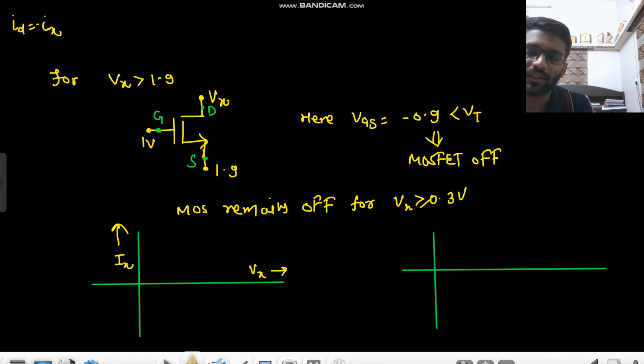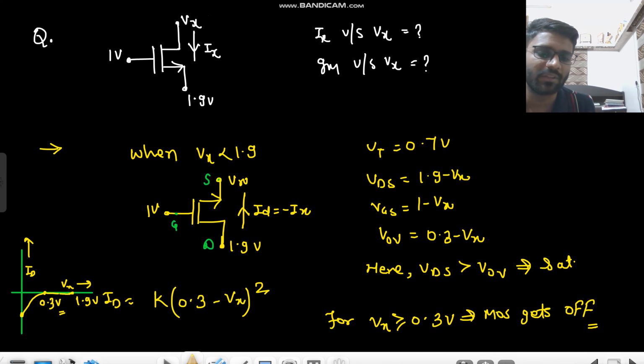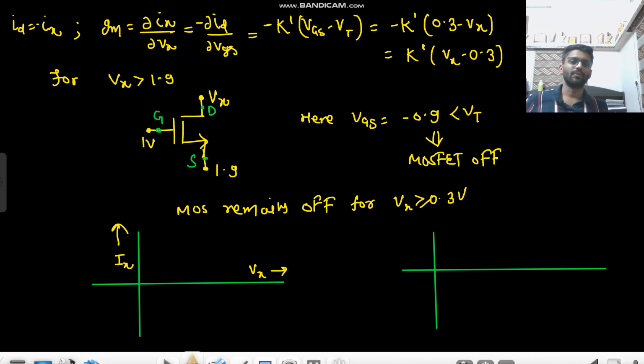Now, what we know is that GM is equal to delta Ix upon delta Vx. Ix is equal to minus ID, so we can write delta ID upon delta Vgs with minus sign. We know the formula of delta ID upon delta Vgs, that is some constant k dash into Vgs minus Vt. Vgs minus Vt means V overdrive, that is 0.3 minus Vx. That will be equal to k dash into Vx minus 0.3. So now I hope it is all clear to you.